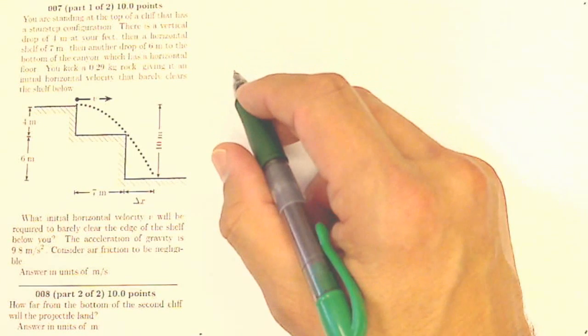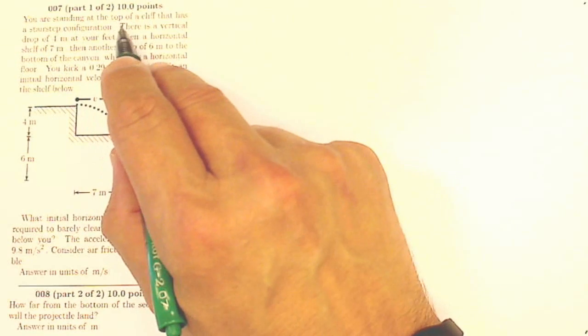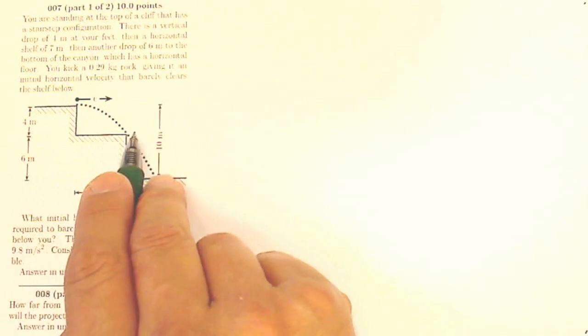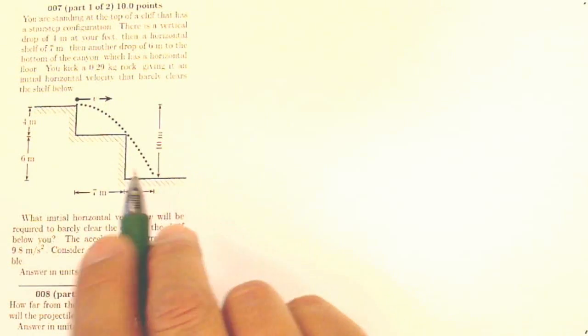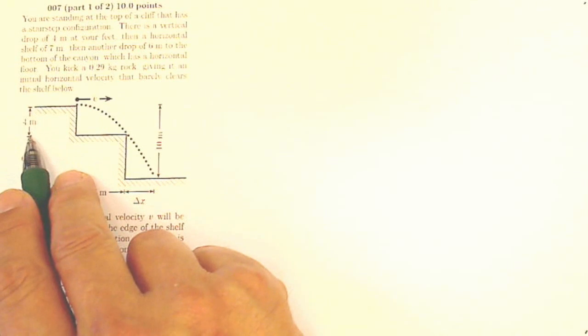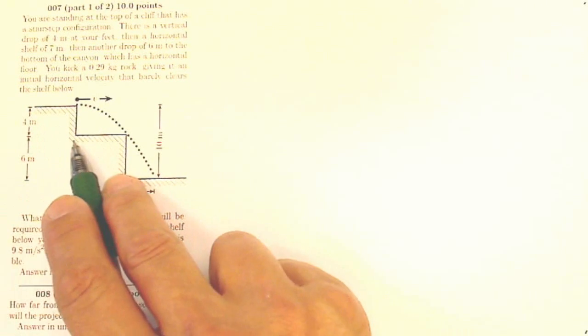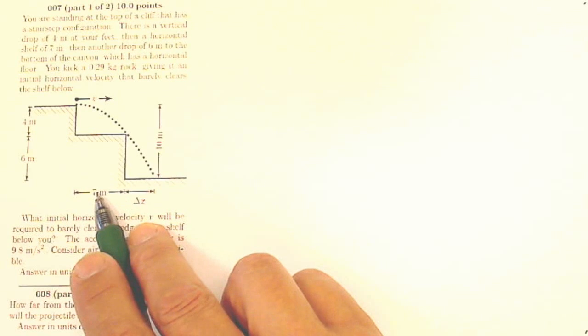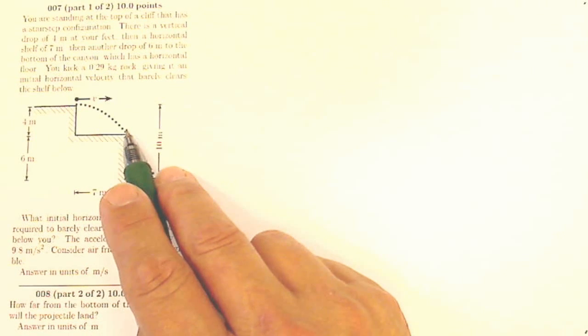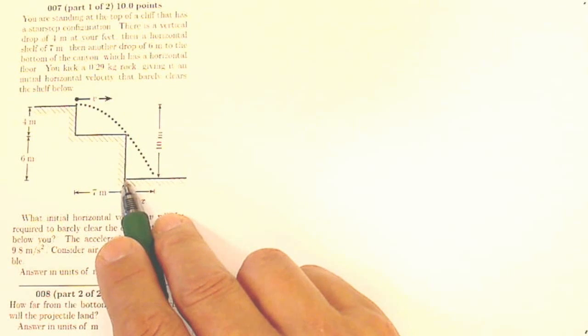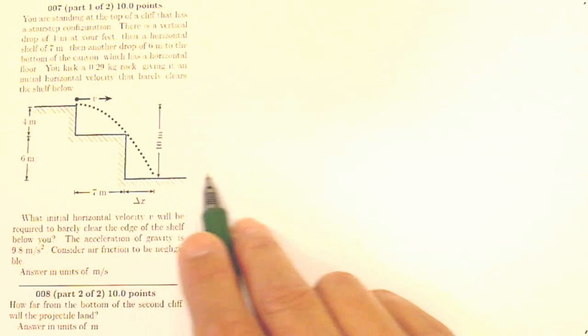This is AP Physics Homework 2.6, questions number 7 and 8. Looks really complicated. It says, you are standing at the top of a cliff that has a stair-step configuration. There is a vertical drop of 4 meters at your feet, then a horizontal shelf of 7 meters, then another drop of 6 meters to the bottom of the canyon, which has a horizontal floor.